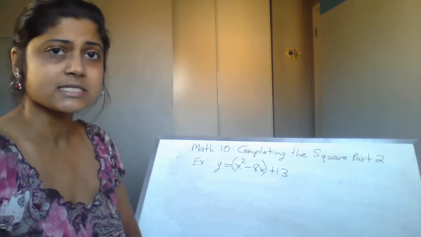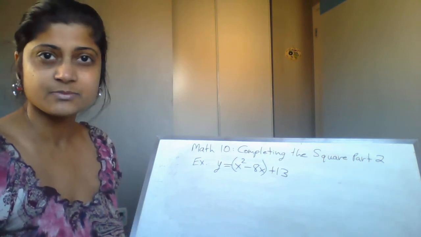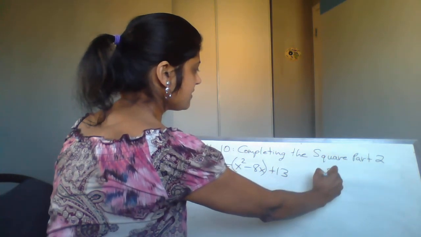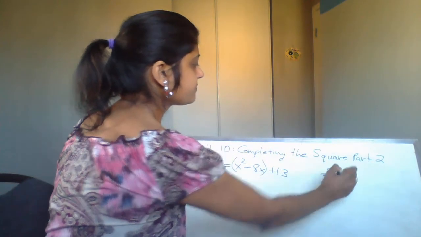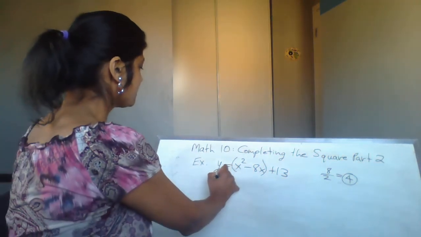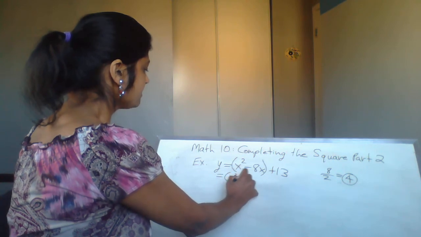So I notice here it is negative 8. It really doesn't matter if the sign is positive or negative. I'm just going to do 8 divided by 2, which is 4. And 4 is going to be my perfect square here. So we're going to do equals x squared minus 8x.